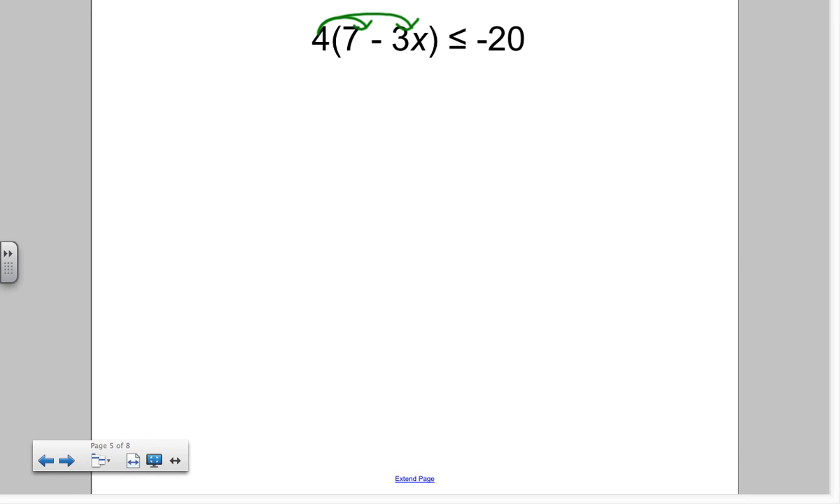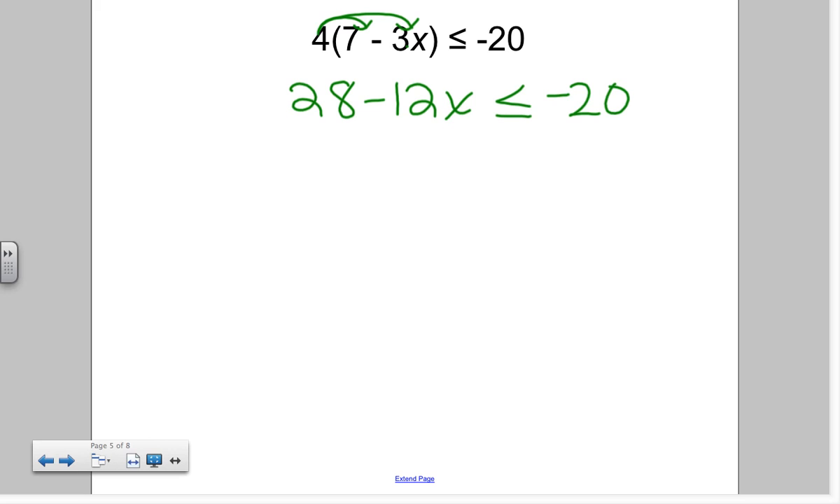So what would we have once we distribute 4 to a 7 and 4 to a negative 3x? What would be our two new terms here? Could someone share with us? Greta? 28, negative 12x. All right. And has this been affected at all? Nope, so we're going to bring our inequality down. And doesn't this look like something you did last night? From here, I'd like you to solve for x.